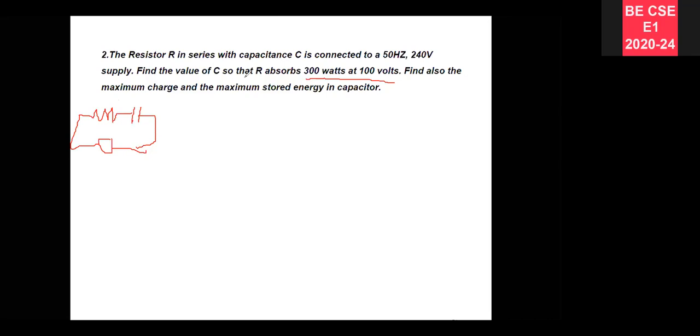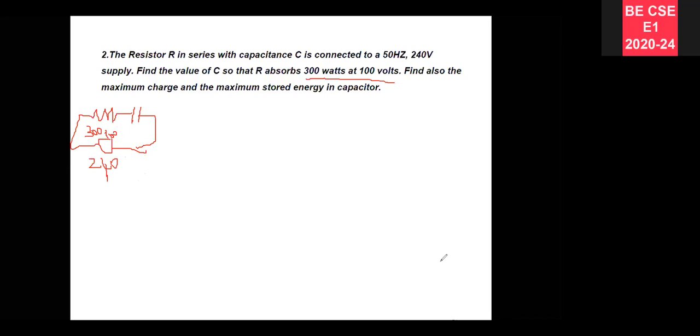Getting the answers. Manasa, very good. What about others? Others, please hurry up. It's connected to 240 volts, so this supply is 240. Okay, and the power across the resistor is 300, and voltage drop is 100. Okay, voltage drop only for the resistor has been given out.